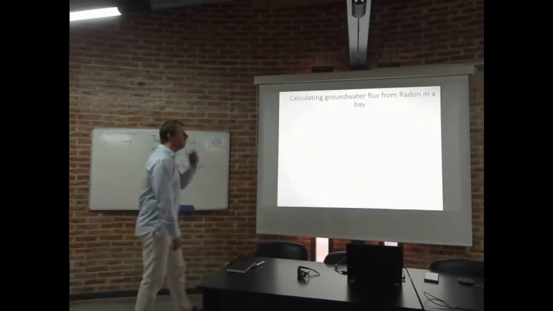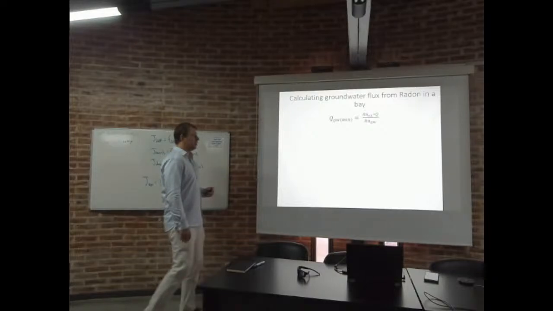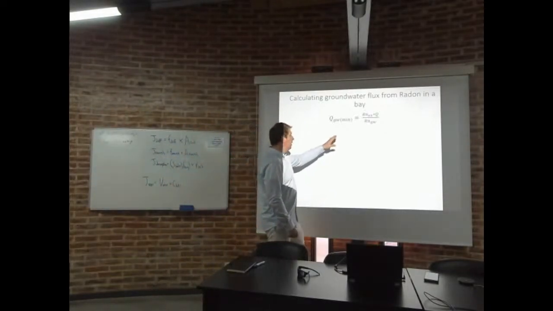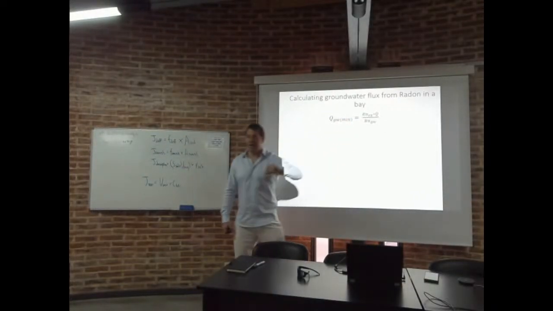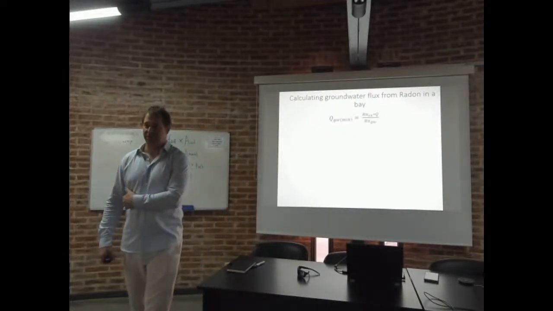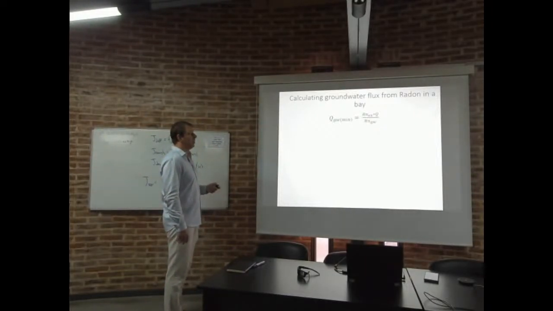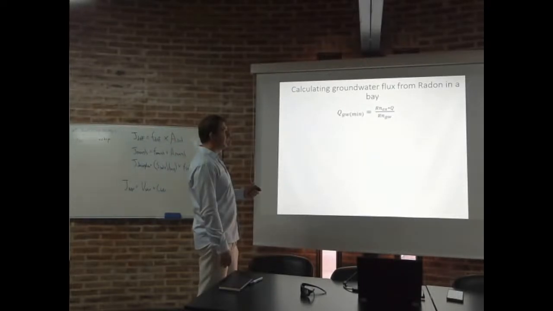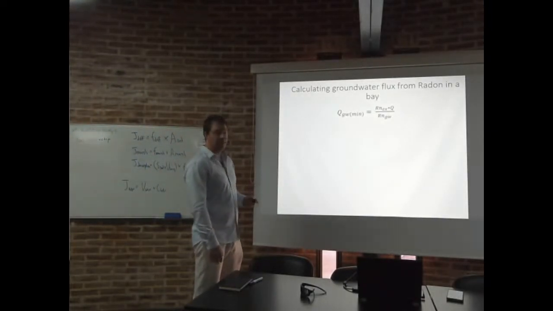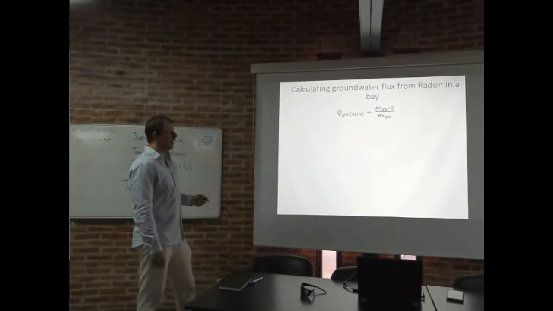So how do we calculate groundwater flux from radon in a bay? The first calculation is quite simple, and this is the minimum quantification. This is not including atmospheric evasion from wind. It's the radon excess in the water, times what's being removed via the flux out, over the radon in the groundwater.